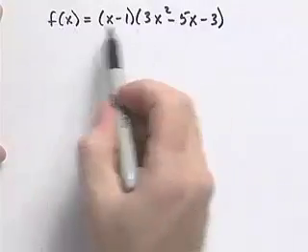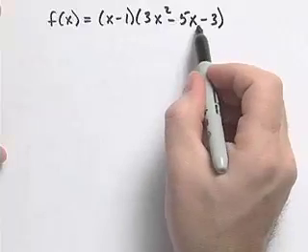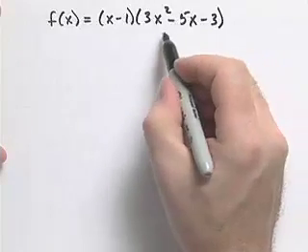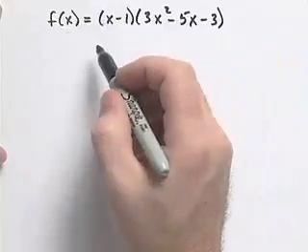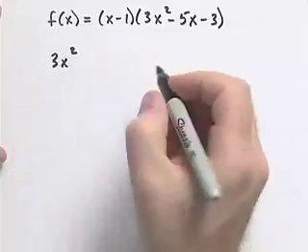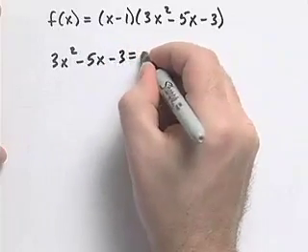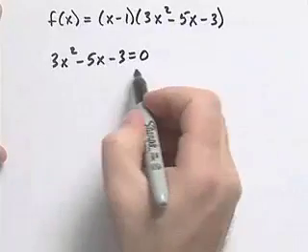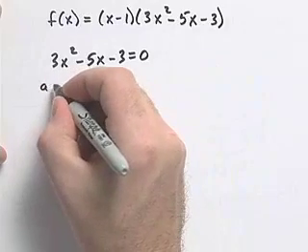We've rewritten our function f of x in its factored form. We just want to see if we can factor 3x squared minus 5x minus 3 any further. If we look at it, we see that it is not going to be able to be factored, but we still are interested in finding the zeros of our function. So we're going to set this reduced polynomial, 3x squared minus 5x minus 3, equal to 0, and find any solutions to this equation. This is a quadratic equation, and factoring is not going to help us here. So we're going to use the quadratic formula.